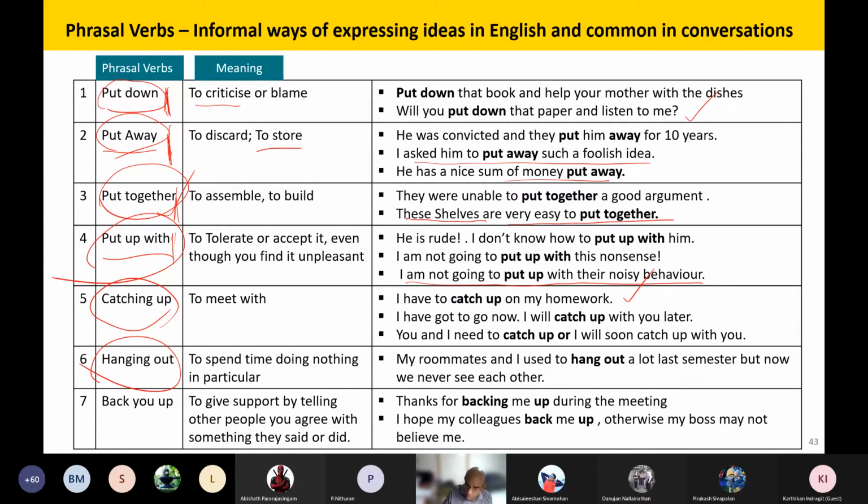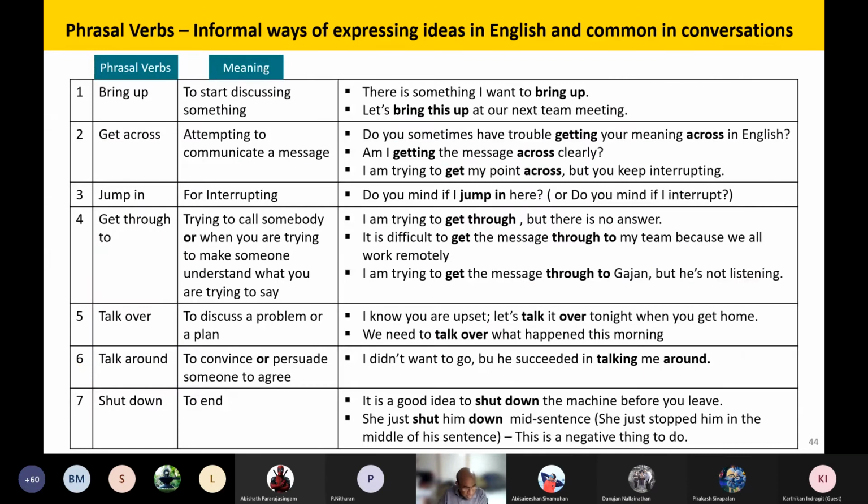All right, similarly, there are many phrasal verbs that you need to learn. So if somebody says jump in, what is that? Where will you use it? Anybody who can come in? Karthikeyan, do you want to say where you will use jump in? I have no idea. You have no idea. Okay.